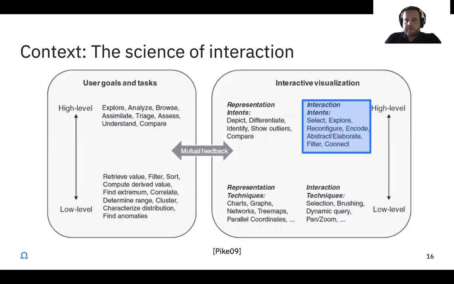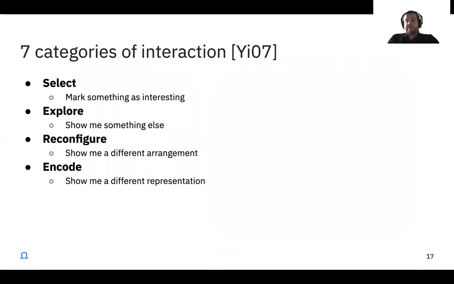So again, going back to the context, to the science of interaction. Now we have moved over here, so we're already in the visualization part of the diagram. This is what the users need, and now we're moving on to what we can provide for them. The 7 categories of interaction are select, which is that you have to mark something as interesting. Explore is show me something else. Reconfigure is show me a different arrangement of the data. Encode is show me a different representation of the data, so re-encode them in a different way.